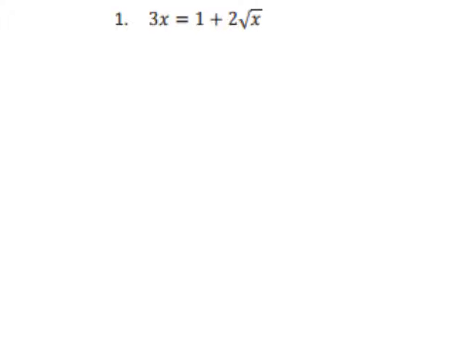As always, we want to isolate our radical. So to isolate that radical, first subtract the 1 from both sides, which gives you 3x minus 1 is equal to 2 radical x. Next, we want to eliminate that radical by squaring both sides.